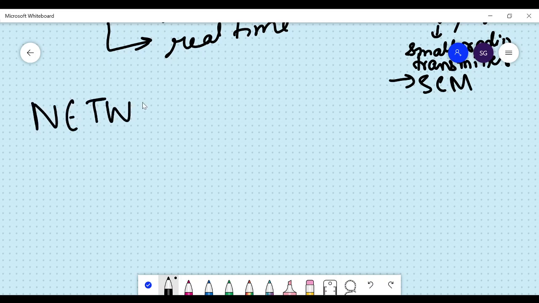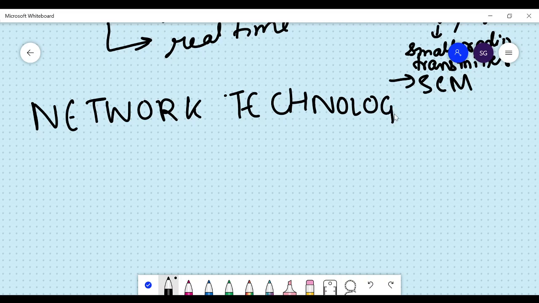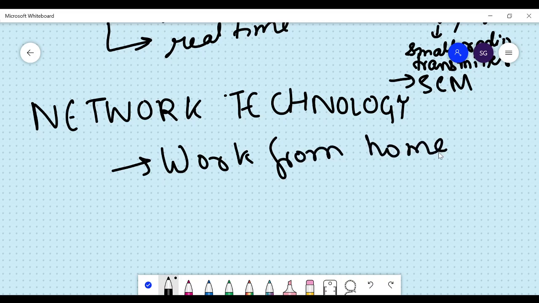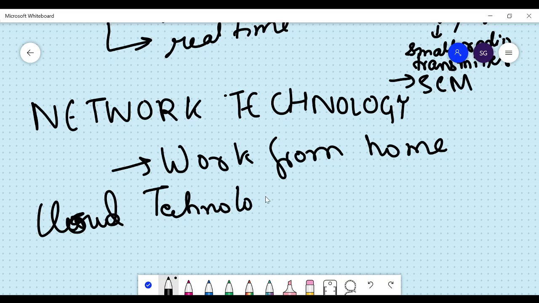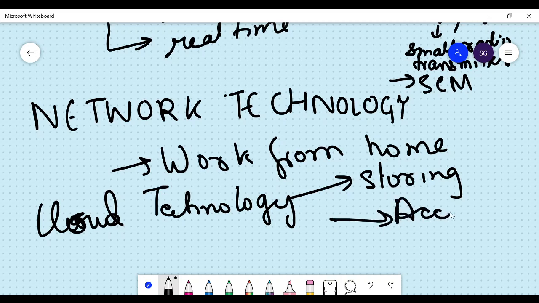Next is network technology. To understand, you can say technology that helps us in working from home. It uses cloud technology which helps in storing and managing data, helps in access to data and helps in collaboration.